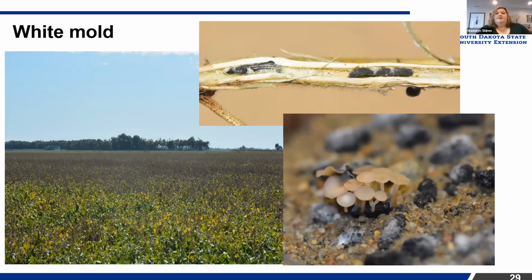Anything to add on FLS, Connie? I was just going to say that on the timing, the R2 would be the full flower, the R5 would be the beginning seed, just to explain what those reproductive phases are.